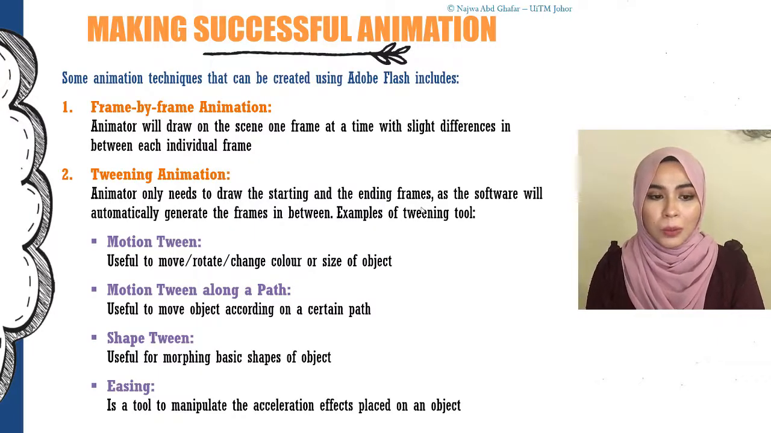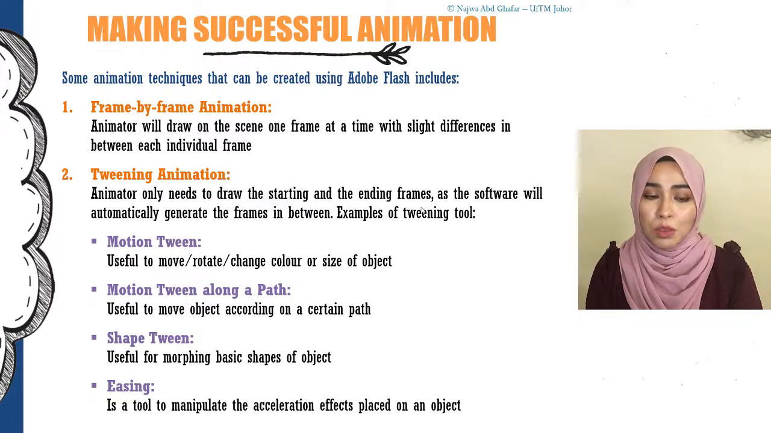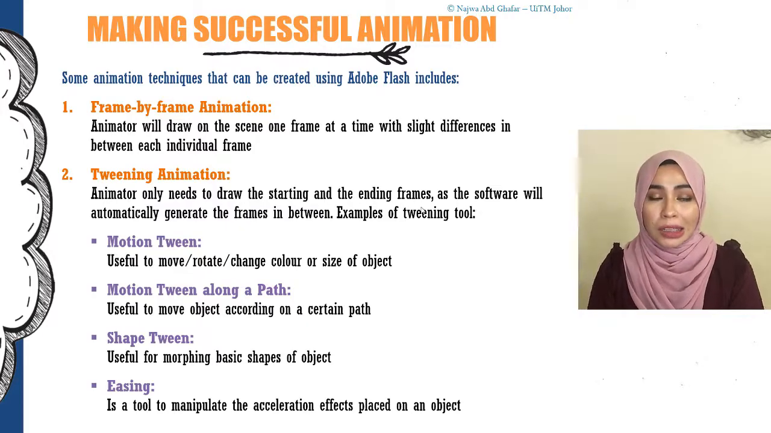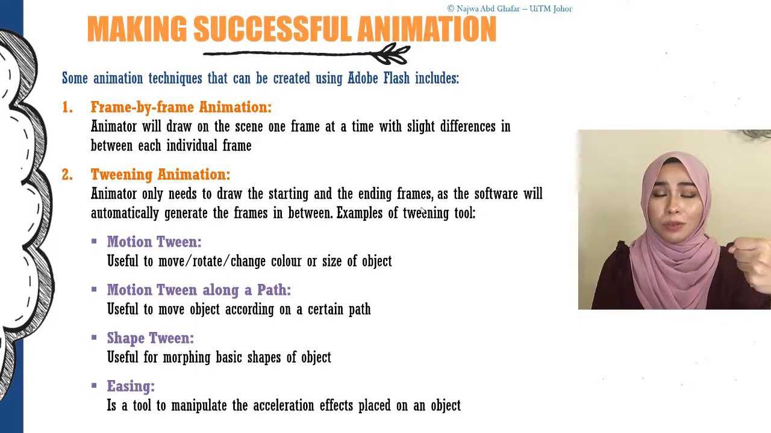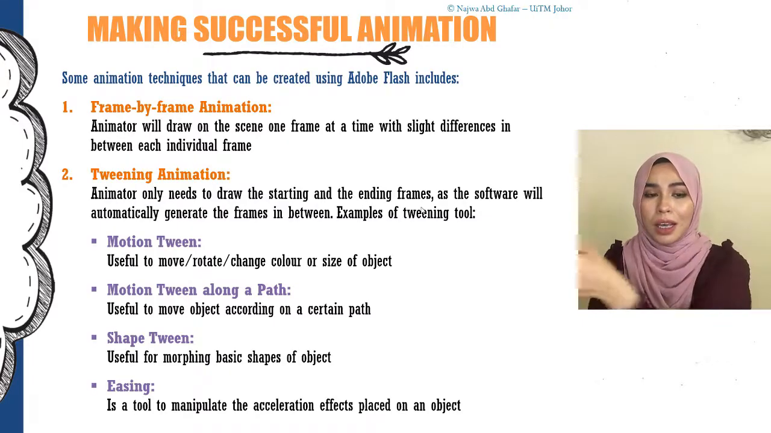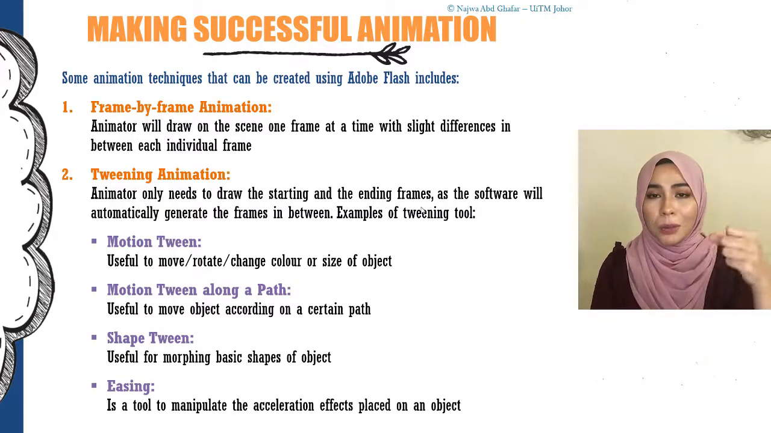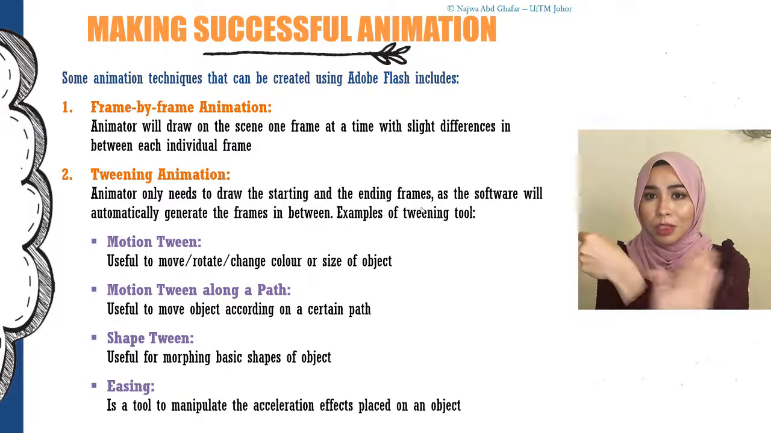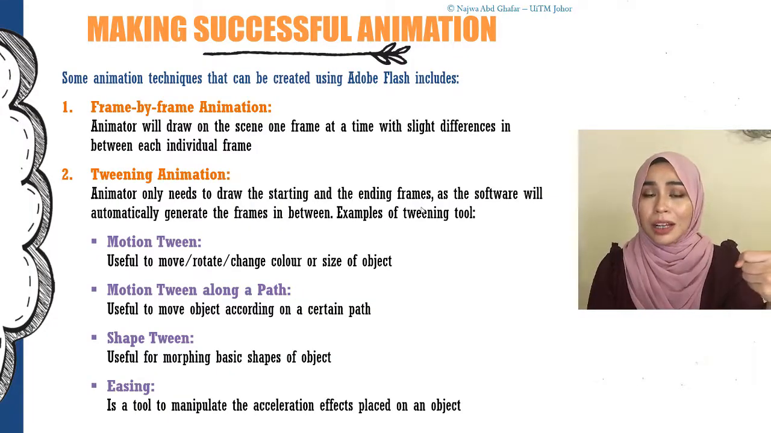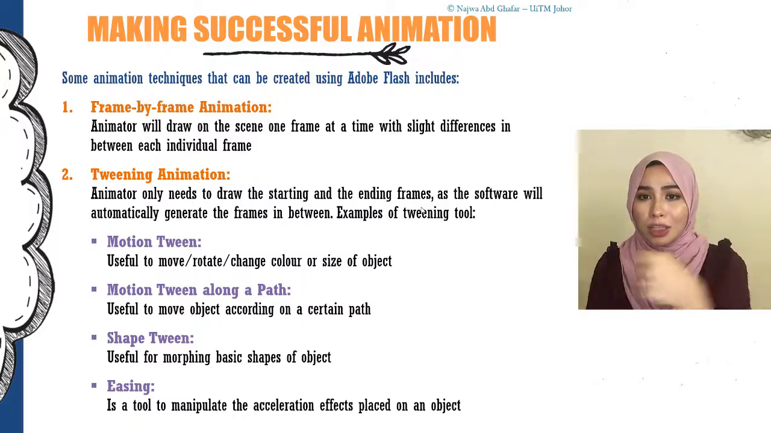You can use motion tween to move or rotate or change the color or size of an object. Let's say you want to move from one place to another. Let's say I have a ball and I want to move it from this place to another place. This is called the motion tween, whereby you only need to draw the ball at this location and then keyframe another location. In between, the software will automatically create that tween for you.